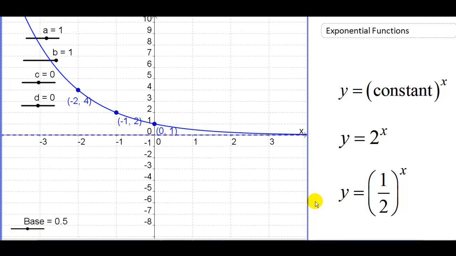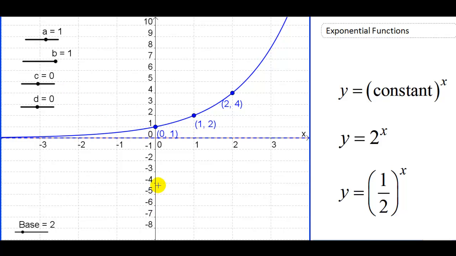So the key thing to look at when you're looking at the parent exponential functions is if the base lies between 0 and 1, as in this curve, it is the decreasing parent. And if the base is bigger than 1, it is going to be the increasing parent graph. But on both parent graphs, they go through the key point (0, 1), and they have the horizontal asymptote y equals 0.